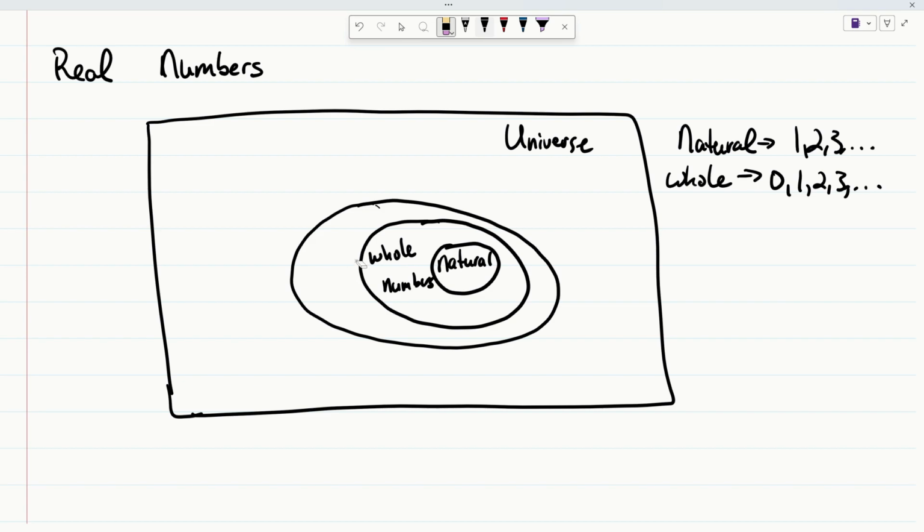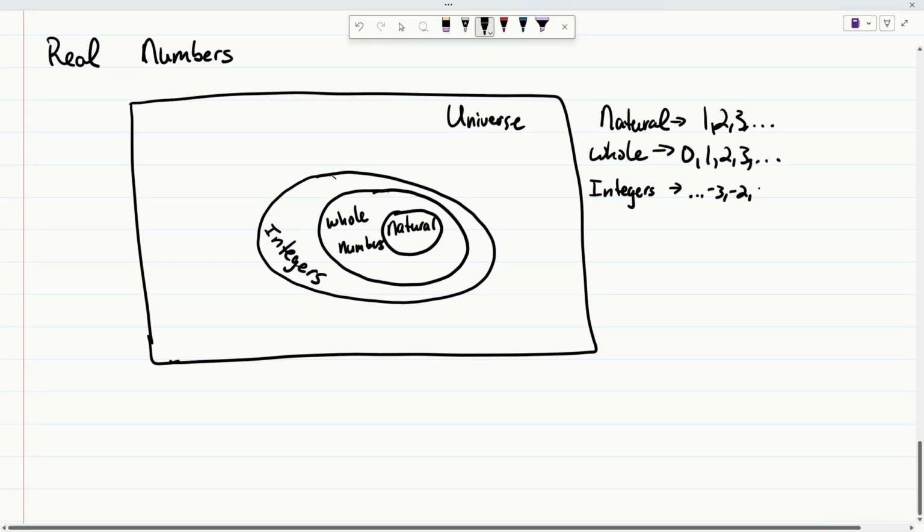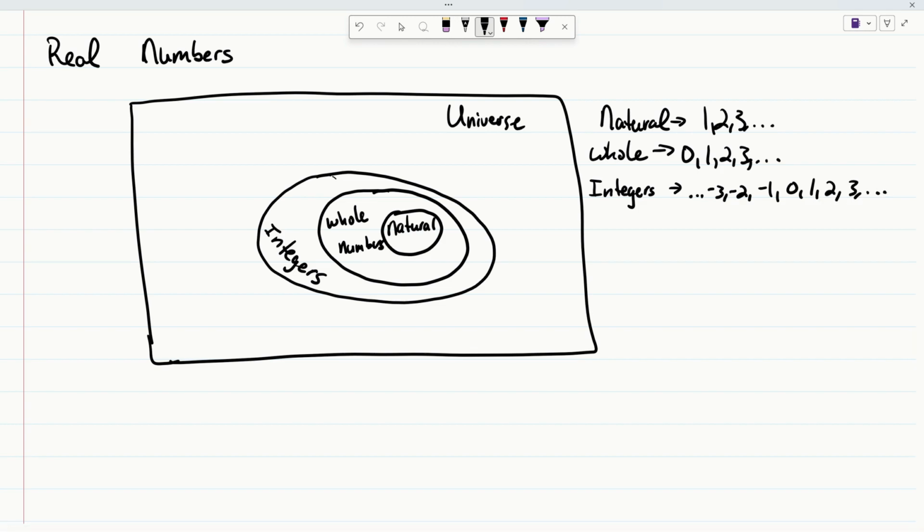Let me try to write it down here where I have a little bit more space. All right, then we have our integers. We know the integers are -3, -2, -1, 0, 1, 2, and 3, and they keep going. Okay? Then in the previous week, we talked about fractions, and those are called ratios.